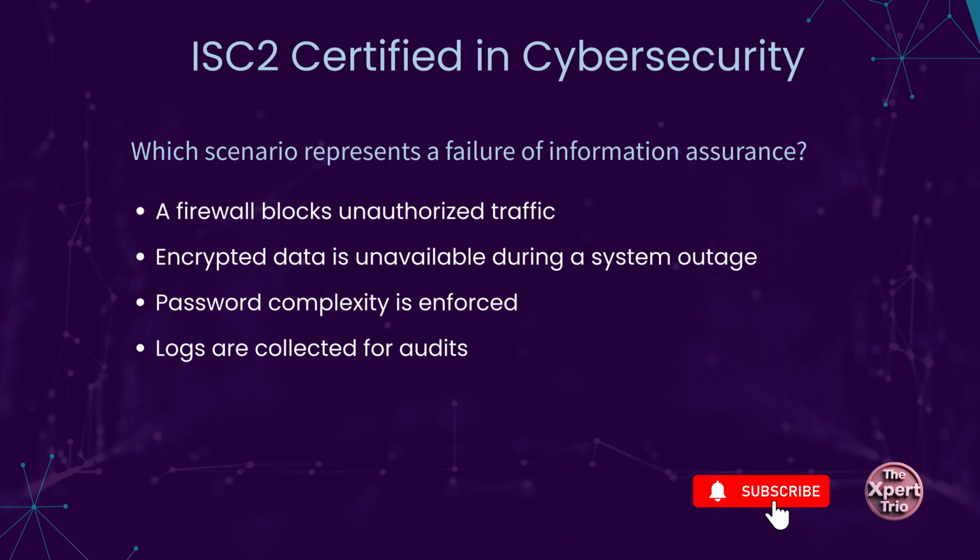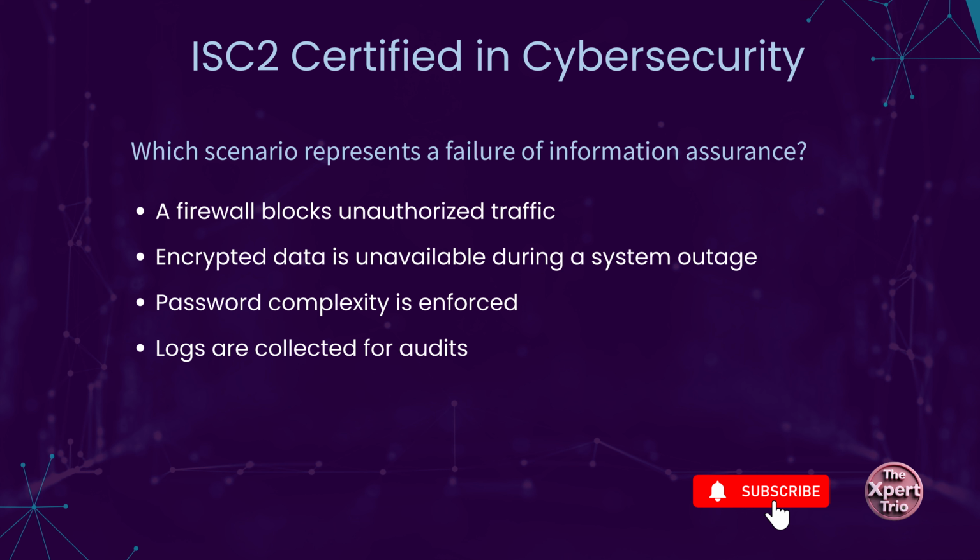Which scenario represents a failure of information assurance? Options are firewall blocks unauthorized traffic, encrypted data is unavailable during a system outage, password complexity is enforced, logs are collected for audits. When we check the given options, blocking unauthorized traffic, enforcing strong passwords, and collecting logs are all security measures that support information assurance.